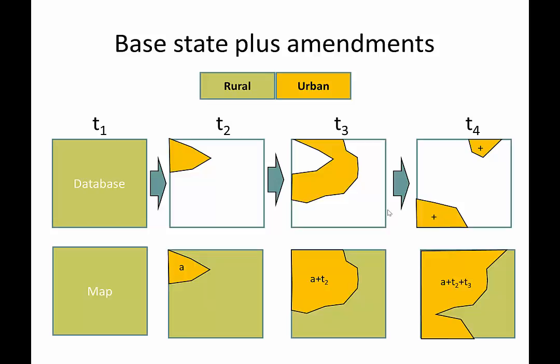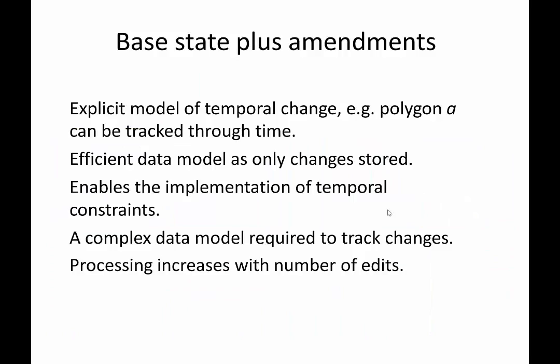T3, a bit more urban expansion. T4, some more urban expansion again. And then when we translate that into a map, when we want a time period, what we do is simply start at the base state and move forward applying these changes until we get to the right time period that we want. Very straightforward, reasonably straightforward.